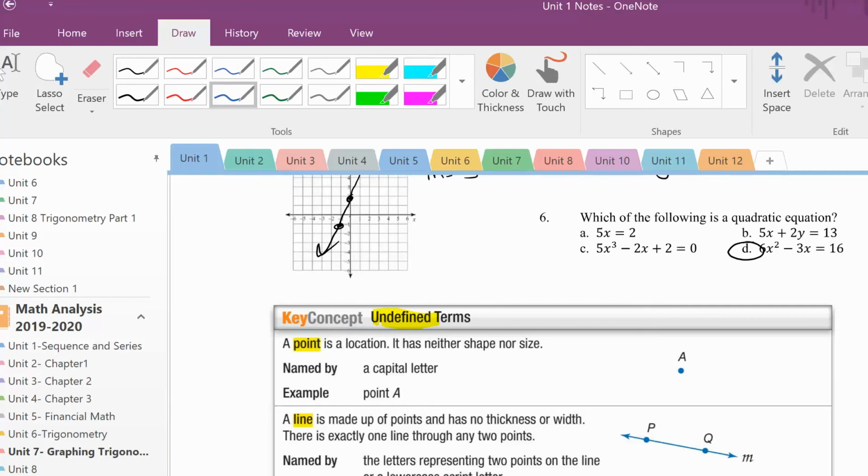The first one is a point. A point doesn't have any shape or size. You just label a point by a capital letter. So here this is point A, but you can't measure a point. The point is just a marker for that location.